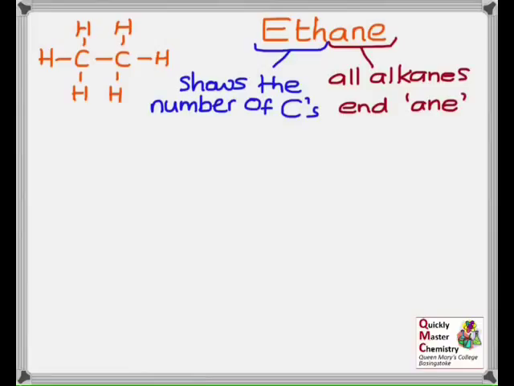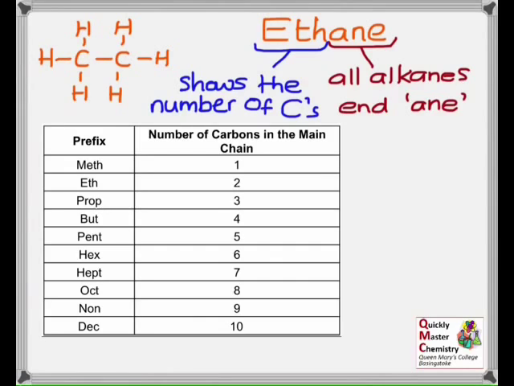The start of the name shows the number of carbons involved in the chain of the molecule. In this case 2 carbons, and so it's the letters ETH, eth, so ethane, putting it all together. You do need to be able to recall from memory these prefixes, the thing that tells you the number of carbons in the chain, up to 10, and so there they are for you to take note of.